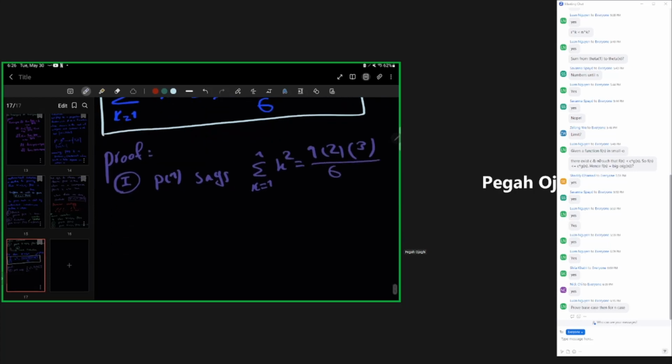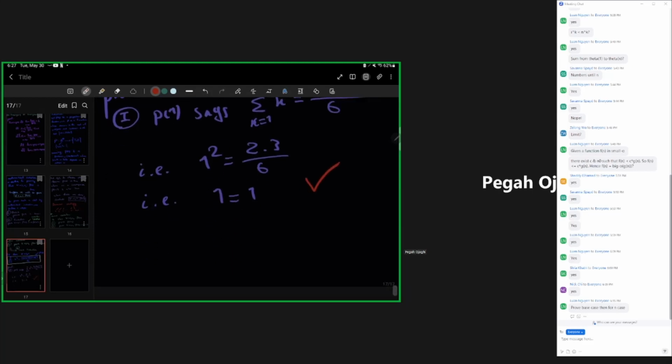What does this show? It's gonna be 1 squared, and this is gonna be 2 multiplied by 3 divided by 6. It's gonna be 1 equal to 1. So we already showed this is true. So the base case is true.